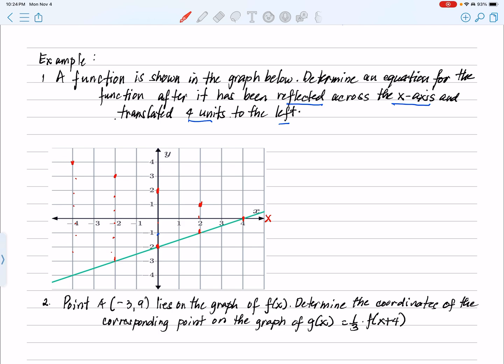So I'm going to draw the reflection line. Okay, let's use a ruler here.